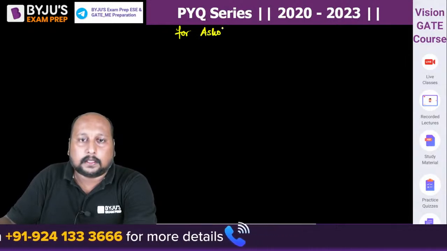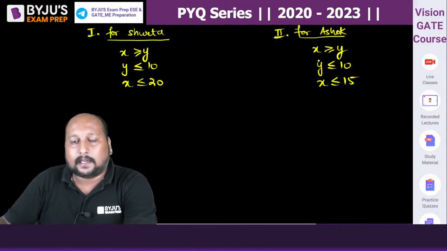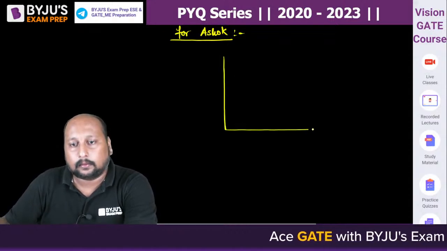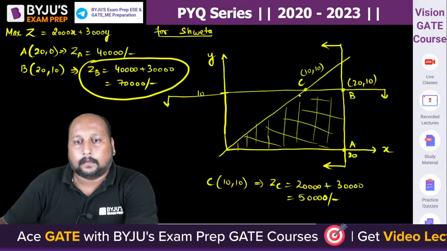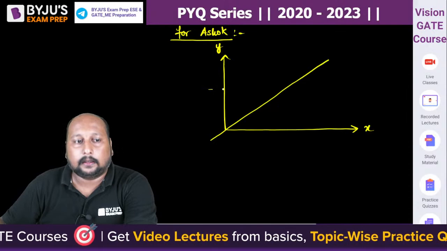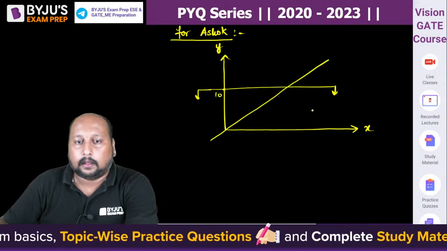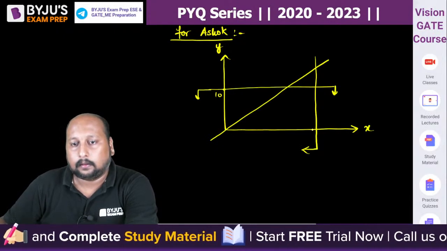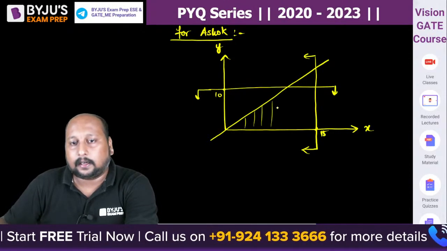For Ashok's case, chaliye. So for Ashok, we are having these two constraints the same, x greater than equal to y and y less than equal to 10. Chaliye, let us try to proceed. X and y. X is less than equal to y, and y less than equal to 10, and x is less than equal to 15. Okay, this is 15, right? So this is the feasible region that we are getting.